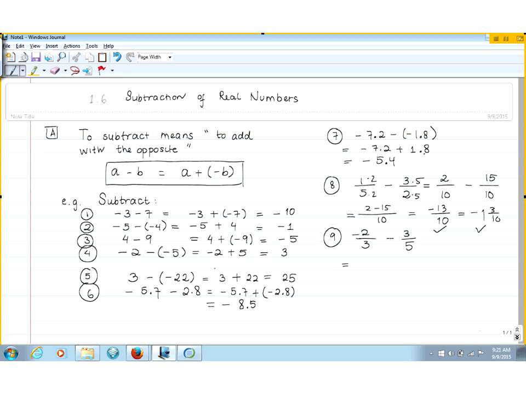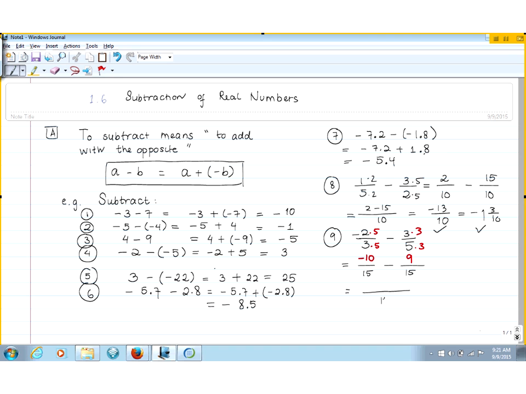Now, next one, what do we do? What do you do now? LCD, which is 15. Yes, 15. So multiply these by 5, multiply these by 5, so negative 10. How about these? Multiply by 3, so this is 9.